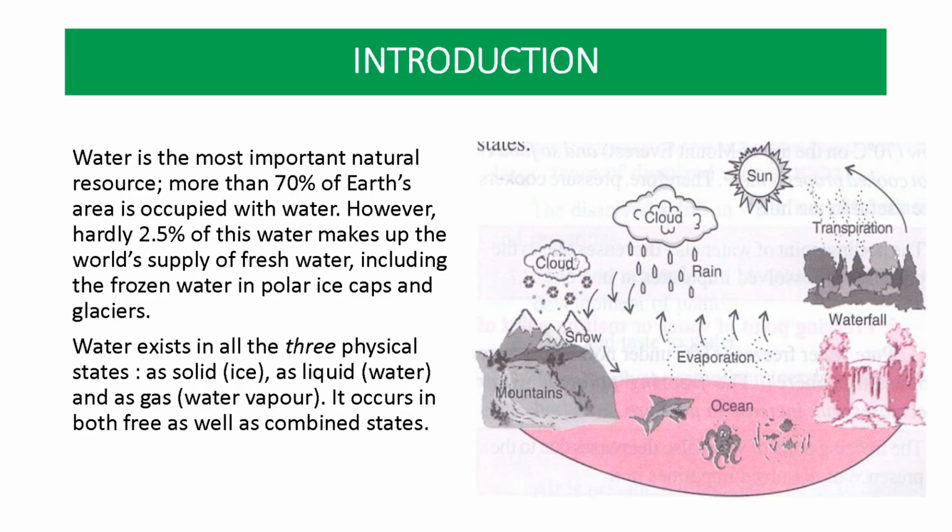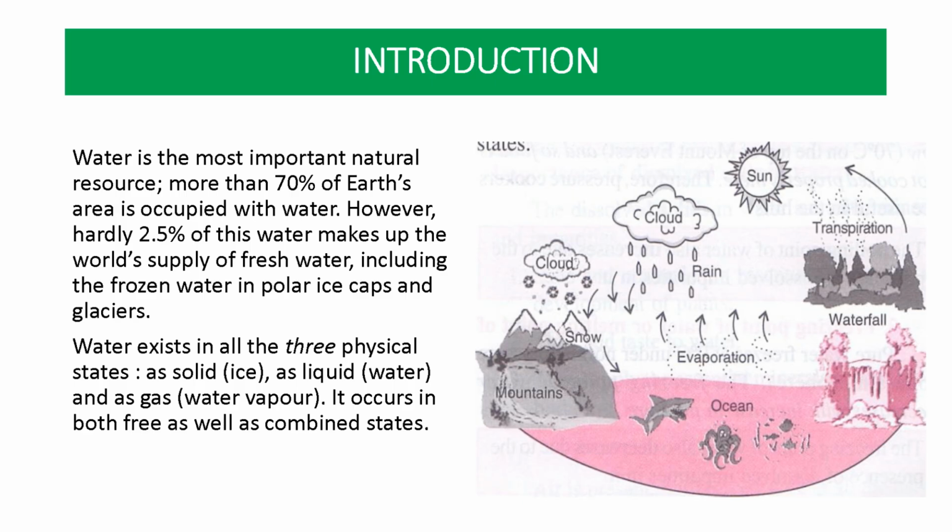The next topic is how important water is in our life. So 70% of the earth's area is occupied by water and there is only 2.5% fresh water. Water exists in all the 3 states, solid, liquid and gas. Solid is the form of ice, liquid is the form of water and gas is the form of water vapor. And it occurs in both free state as well as combined state.